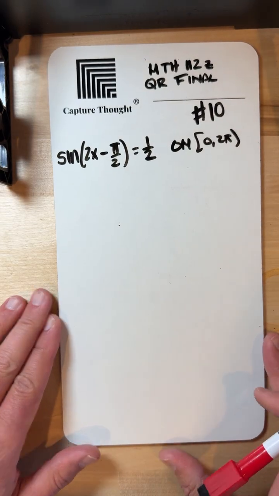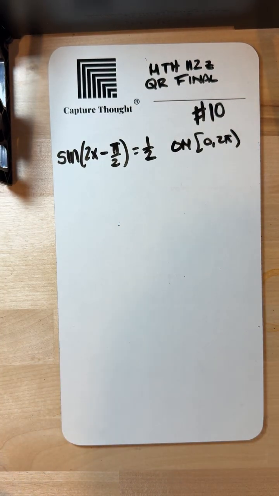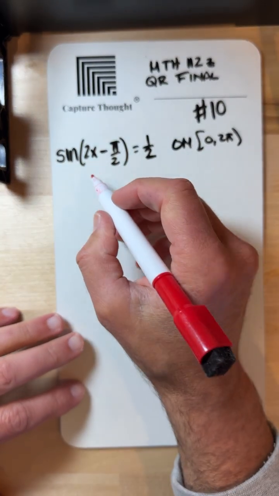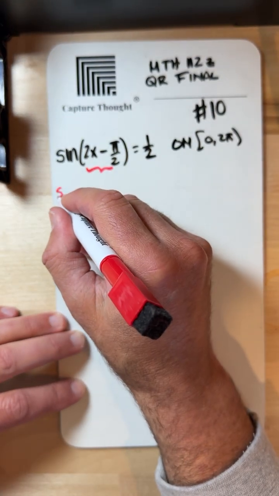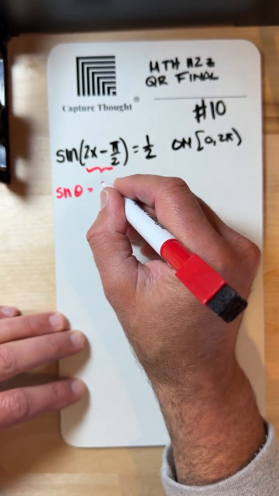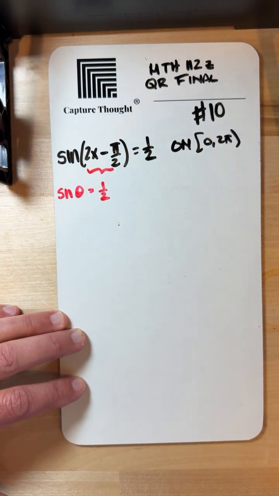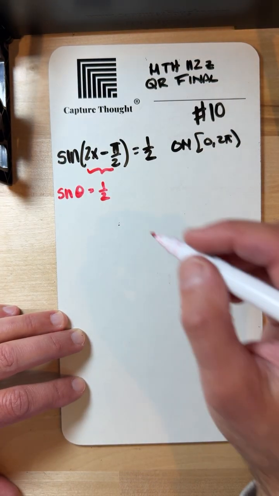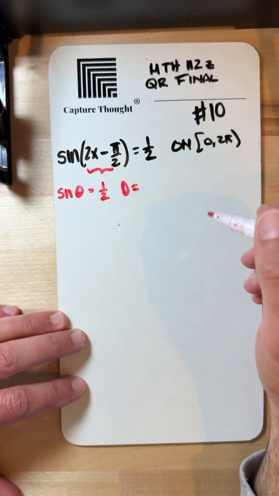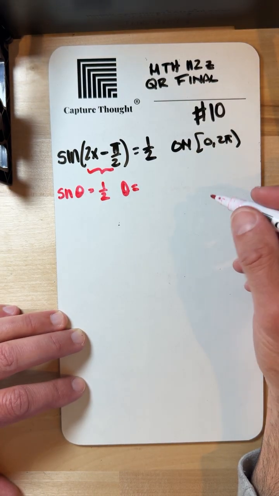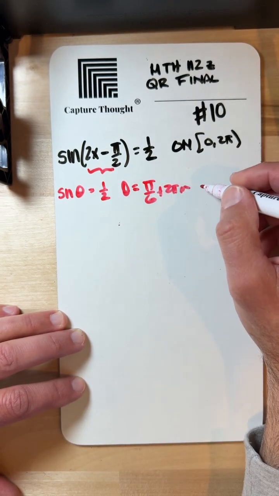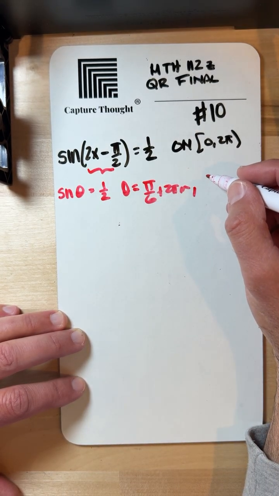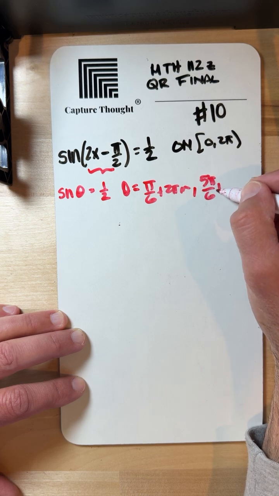Right, number 10 is asking us to solve this trig equation on the interval from 0 to 2 pi. So the first thing you want to do is pretend for a moment that the argument is theta. So ask yourself, okay, when is the sine of theta equal to a half? So where on the unit circle is the sine of theta equal to half? Well, this is true when theta is equal to pi over 6 plus 2 pi n, and when theta is equal to 5 pi over 6 plus 2 pi n.